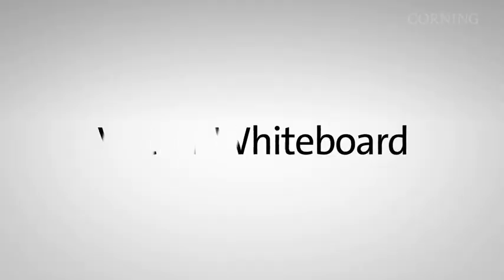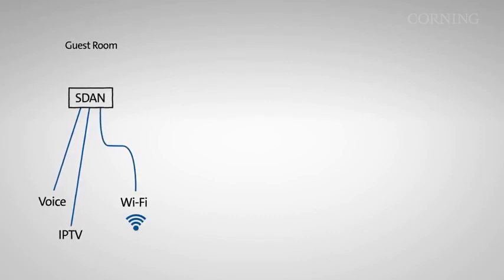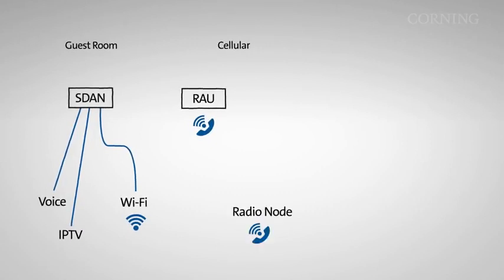Jumping back to our virtual whiteboard, in the guest room we have optical network terminals, or software-defined access nodes. We have composite cable feeding these devices. In the rooms, that's our triple play, which is IPTV, voice, and Wi-Fi access points for high-speed internet access. In some properties, we also have the need for cellular. If that was a need, we would have our remote antenna units. This would provide a neutral host cellular signal from the various carriers. Or as an alternative, we could deploy radio nodes or small cells, which would be connecting into our ONTs.